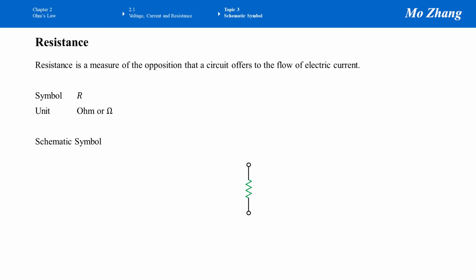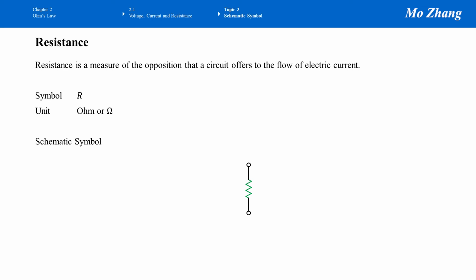Next, we have resistance. Resistance is a measure of the ability of a material to resist electric current flow. A big resistor can resist more current. A small resistor can only resist less current. Resistance does not need to block current. It limits or reduces the amount of current in the circuit. We need to reduce the current flow because too much current can damage some electronic devices. The resistor symbol is R, the unit is ohm, or preferably just use omega.